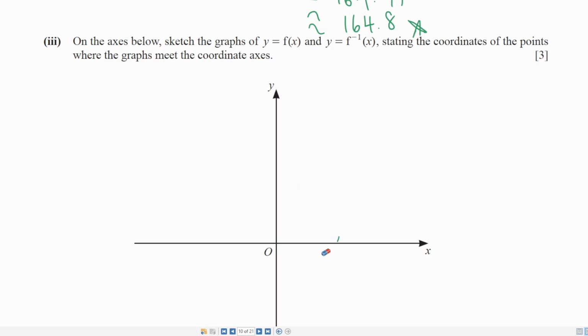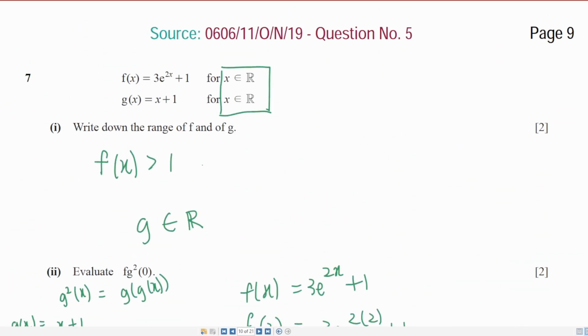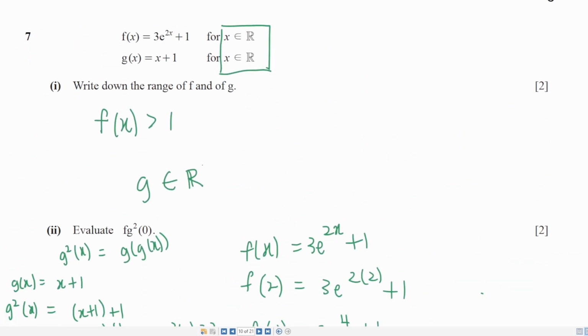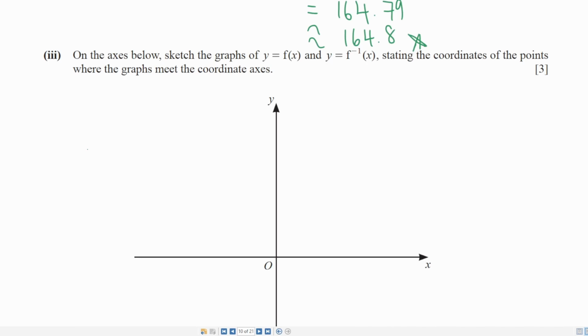Okay, our next question asks us to sketch the graph of y is equal to f(x) and y is equal to f to the power of negative 1 of x, or the inverse of y is equal to f(x), stating the coordinates of the points where the graph meet the coordinate axis. Okay, so what is our equation for f(x)? f(x) is equal to 3e to the power of 2x plus 1. So let's rewrite that. f(x) is equal to 3e to the power of 2x plus 1.